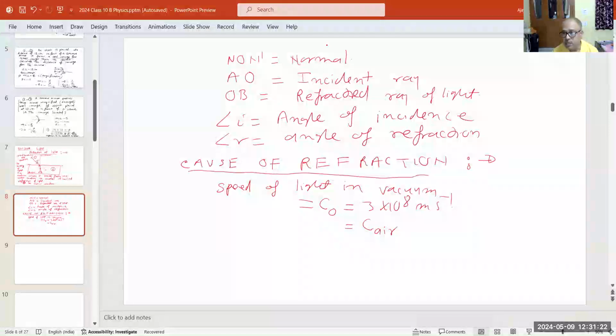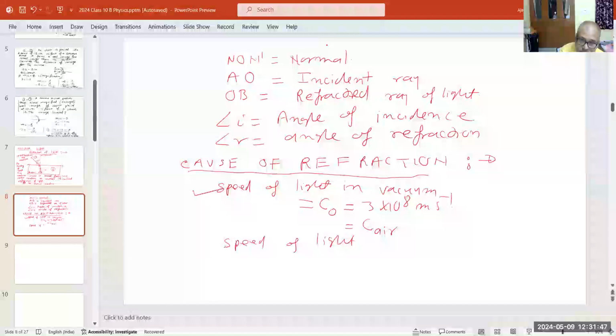There should not be any alteration of the values when the ray of light is coming from the sun and entering the earth atmosphere. If such things are given, speed is the main point. Speed changes from medium to medium. Speed of light is changing.